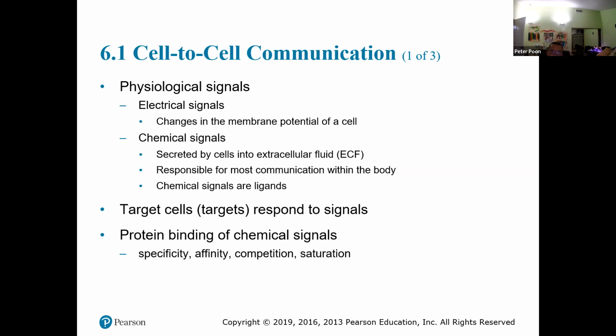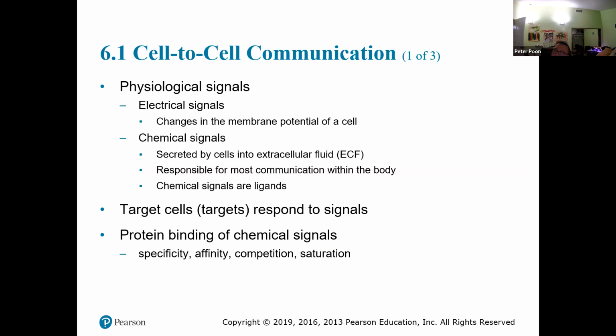Electrical signals, which will cause changes in the membrane potential of the cell, especially the cell membrane. And chemical signals. Chemical signals are secreted by cells into the extracellular fluid, and they are responsible for most of the communication inside the body. You probably understand electrical signals better right now because you understand muscles and nerves and electricity. But chemical signals are actually more common and more detailed and more varied, so they're harder to explain.